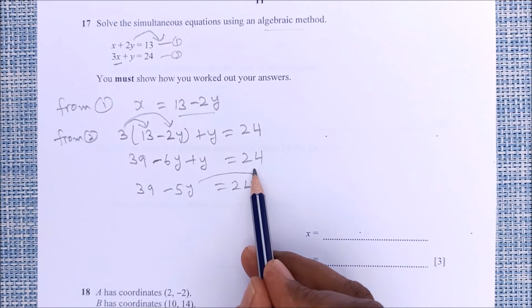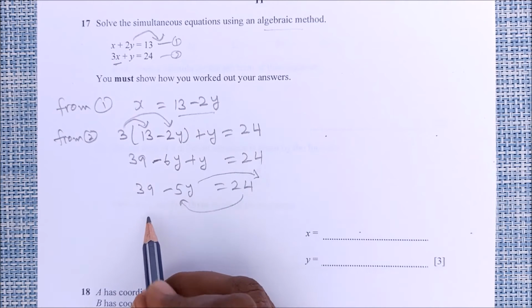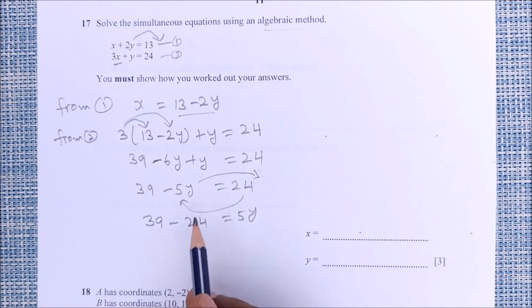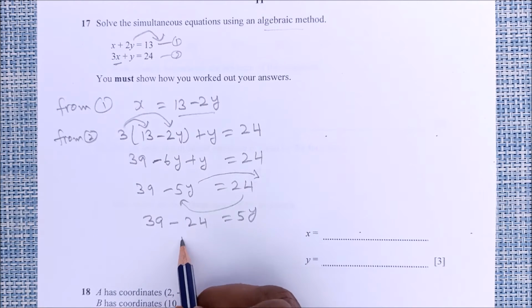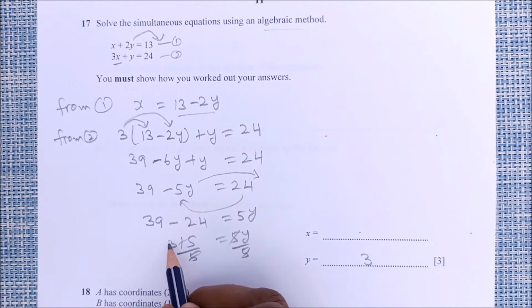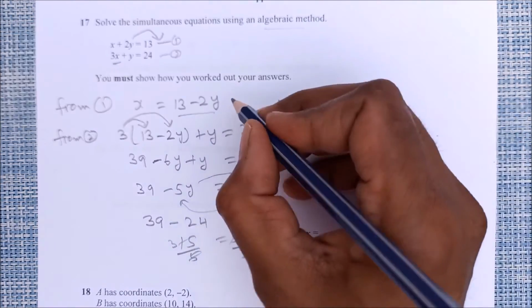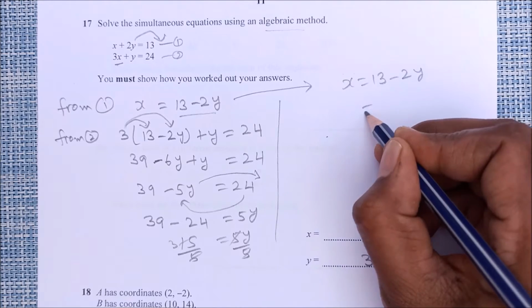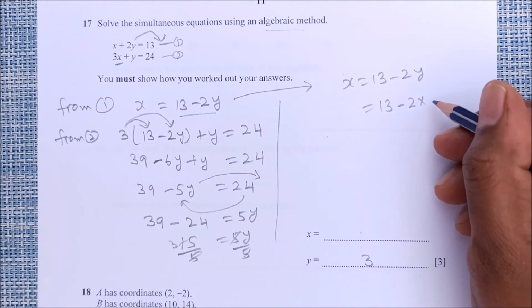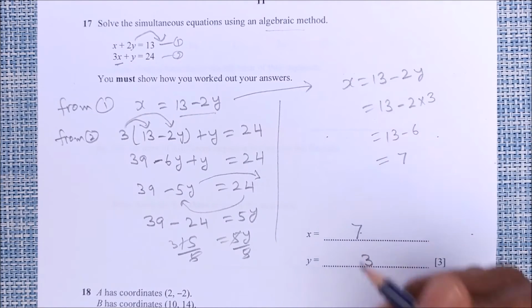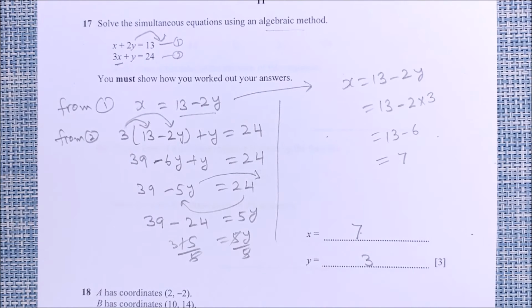I can just shift 5y to the other side and bring 24 to this side. 39 minus 24 equals 5y. 39 minus 24 is 15 equals 5y. Divide by 5, divide by 5. So the value of y is 3. Now that we have the value of y, we can take the value of x from this equation. x is 13 minus 2y. 13 minus 2 times 3. 13 minus 6, it is 7. So x is 7 and y is 3.